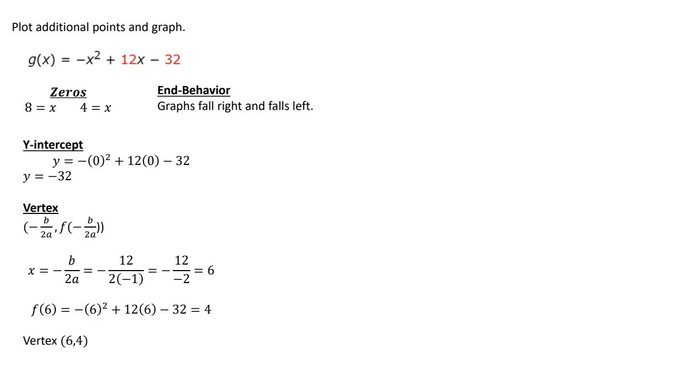Because of the end behavior, I know that it falls on the right, falls on the left. Let's get some more points. Let's find the y-intercept. To find the y-intercept, I'm going to set x equal to 0. So I have 0 squared is 0. 12 times 0 is 0. 0 minus 32 is minus 32. So the y-intercept is y equals negative 32.